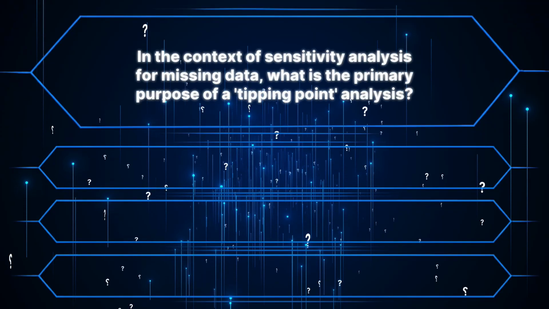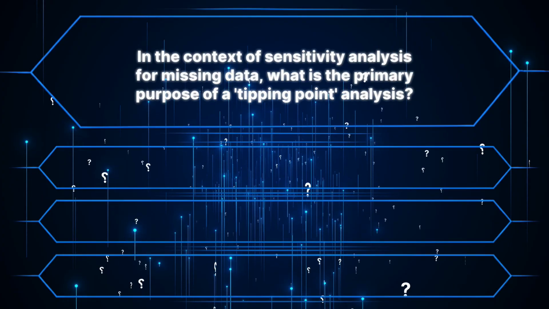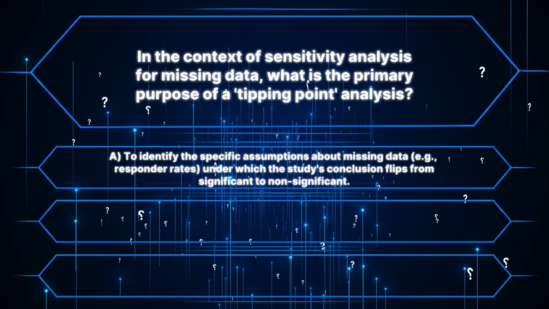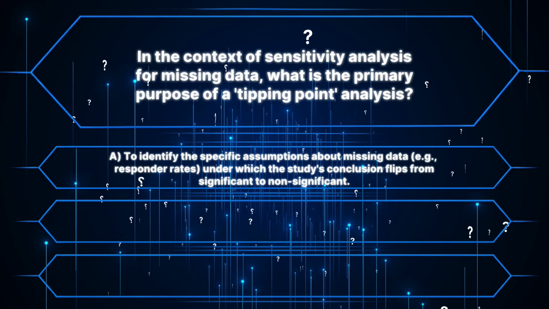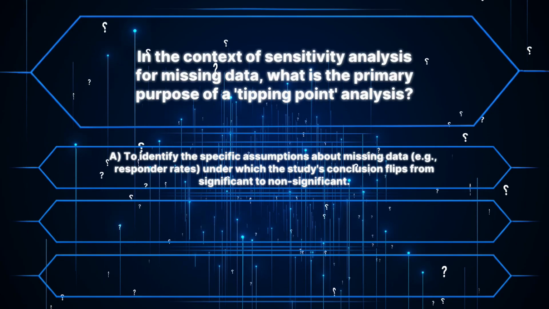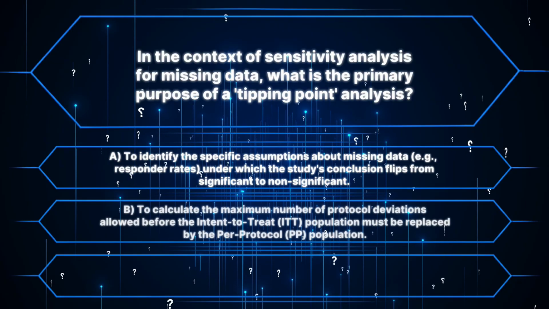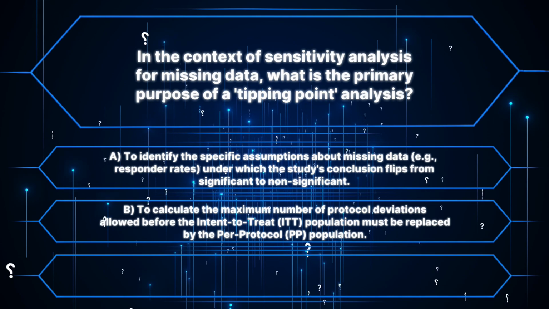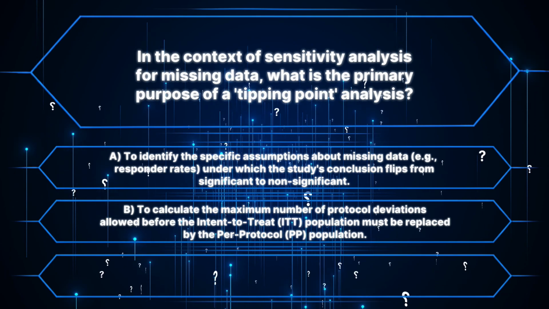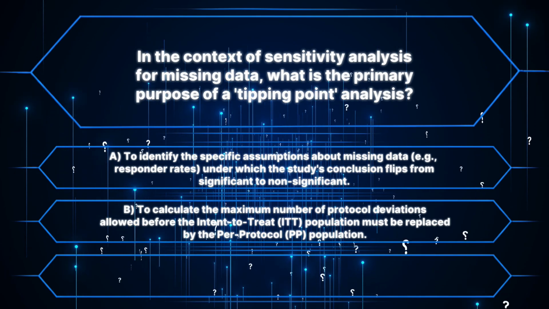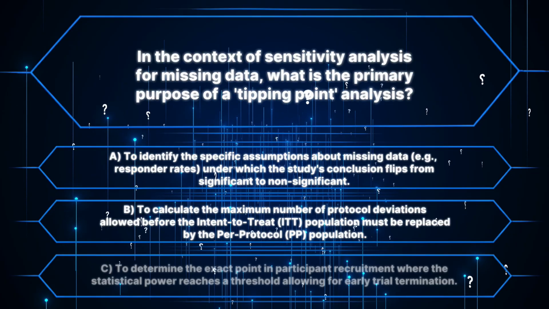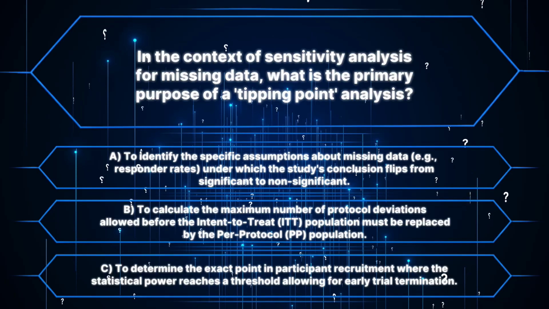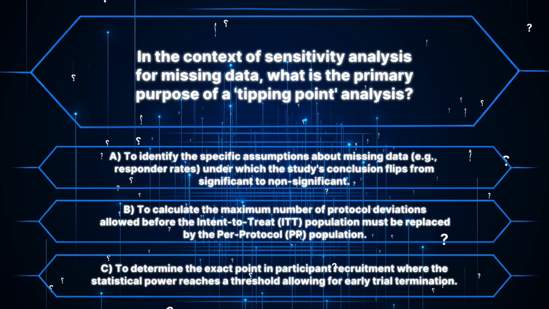In the context of sensitivity analysis for missing data, what is the primary purpose of a tipping point analysis? A. To identify the specific assumptions about missing data, for example, responder rates, under which the study's conclusion flips from significant to non-significant. B. To calculate the maximum number of protocol deviations allowed before the intent to treat ITT population must be replaced by the per protocol PP population. C. To determine the exact point in participant recruitment where the statistical power reaches a threshold allowing for early trial termination.